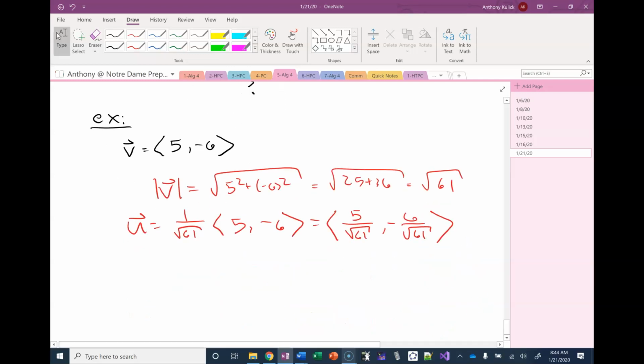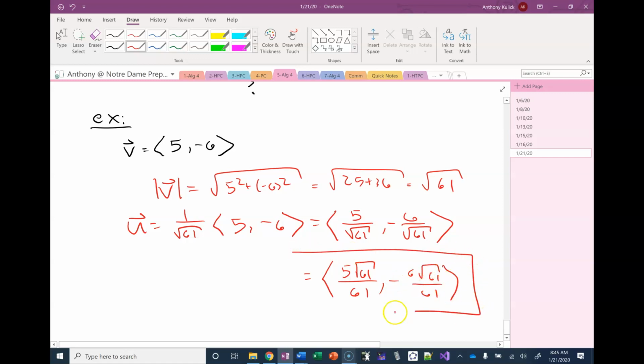Now, this is probably not the way we want to leave our final answer. What's wrong with this? Yeah, the square root in the denominator. So how do we fix that? Just multiply the top and bottom of each fraction by the square root of 61. And that's it. So again, not a difficult calculation to do. It's just getting familiar enough with the vocabulary and the directions so you know what to do, right?